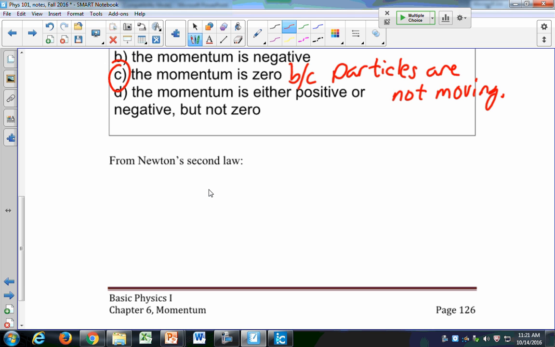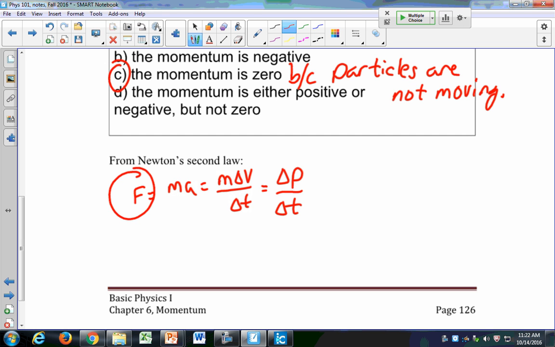Okay, so Newton's second law, I'm sorry, this is what I'd already written. That is that F is equal to ma, which is equal to m delta v over delta t, which is equal to delta p over delta t. So our force is equal to the rate of change of momentum. By Newton's second law, and by this equation, our force is equal to our rate of change of momentum.